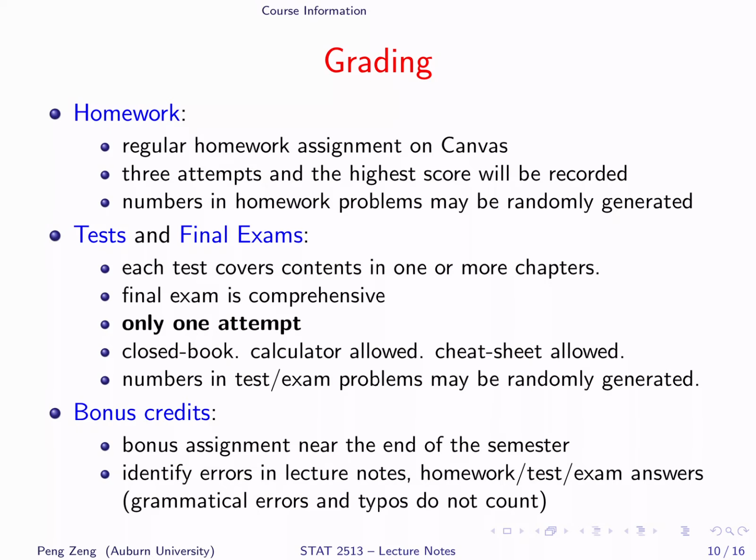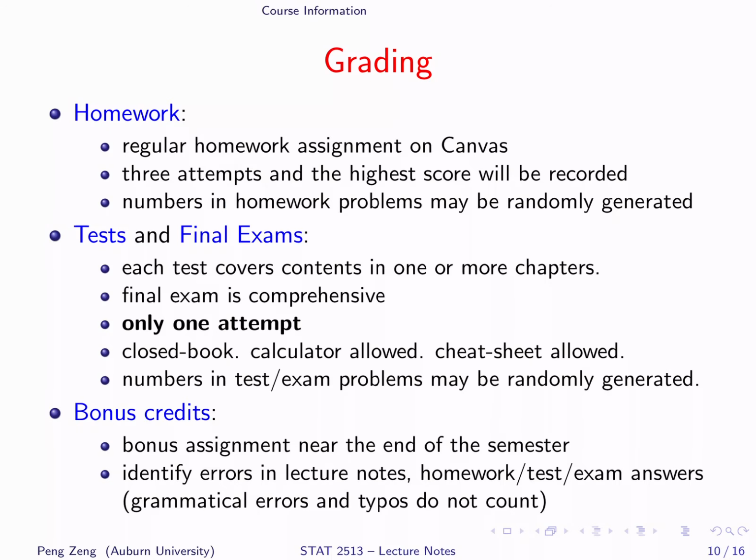We will have roughly 3 or 4 tests during the semester. Each test covers contents in 1 or more chapters. The final exam is comprehensive. For each test and the final exam, you will have only 1 attempt. All tests and exams are closed book. Of course, you can bring a cheat sheet. During the tests and exams, you may also need to use a calculator. Similar to homework problems, numbers in test and exam problems may also be randomly generated. Different students may work on similar but slightly different problems.